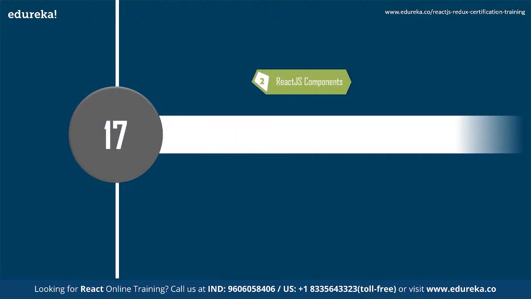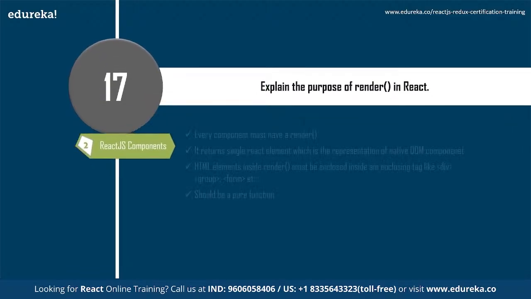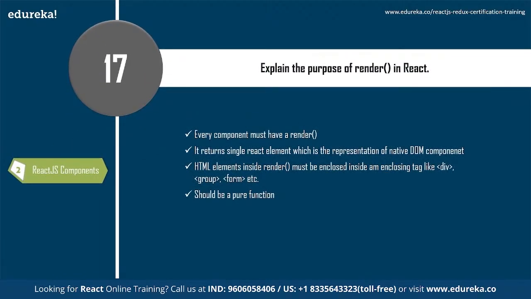Now let's see the next question, which asks, what is the purpose of the render function in React? To answer this question, I would say each React component must have a render function mandatorily. It returns a single React element, which is the representation of the native DOM component. If more than one HTML element needs to be rendered, then they must be grouped together inside one enclosing tag such as form, group, div, etc. This function must be kept pure, that is, it must return the same result each time it is invoked.